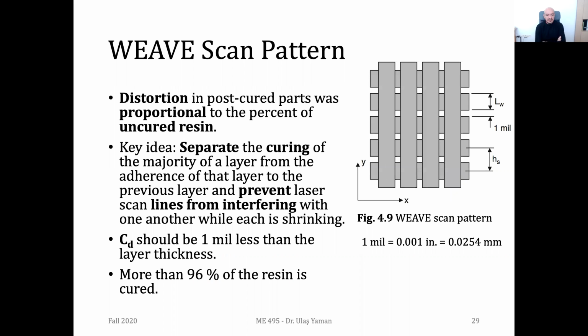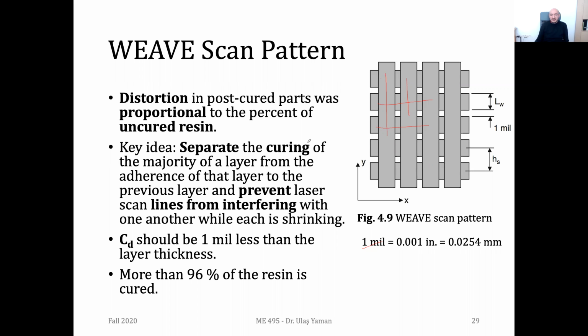So people worked on these issues and came up with different scanning patterns. This is the first one. It's called the view scan pattern, and on the right-hand side, you can see the pattern. Not that complicated. You have some movements in the Y and some movements in the X direction. And we have a gap between these hatch lines, and this is called hatch spacing. It's usually around 1 mil, and 1 mil is equal to, as you see here, 0.02 millimeters, about 25 micrometers.